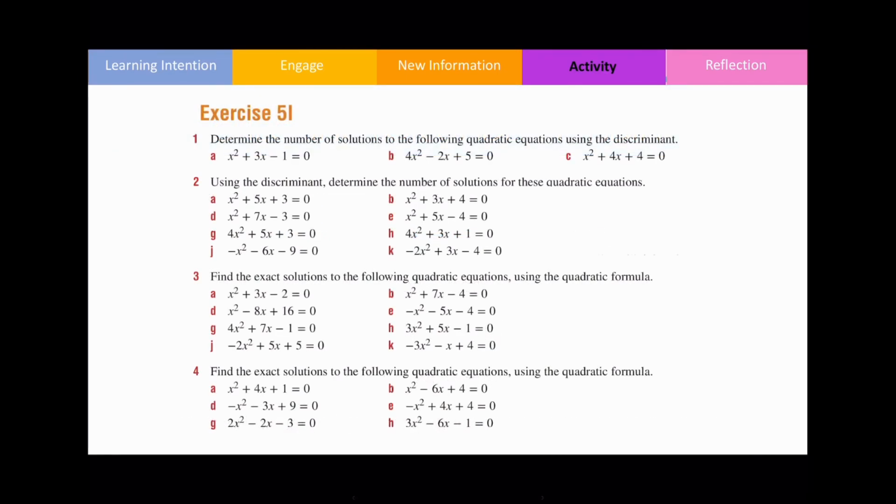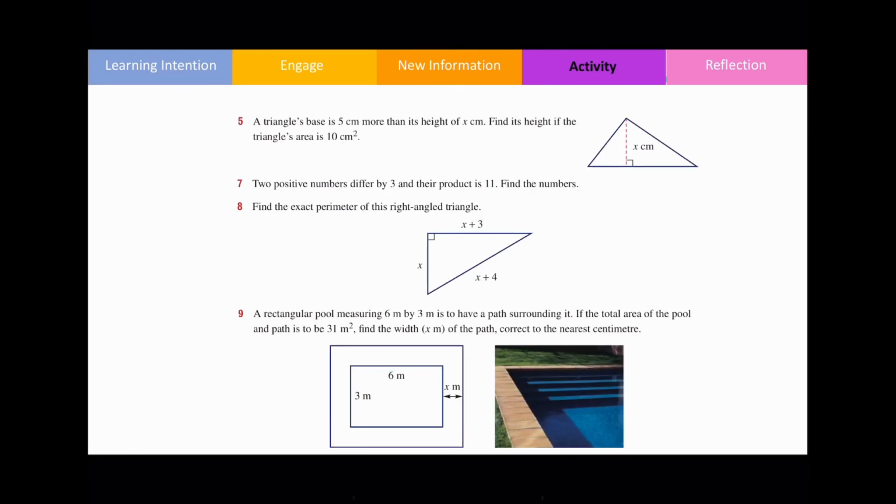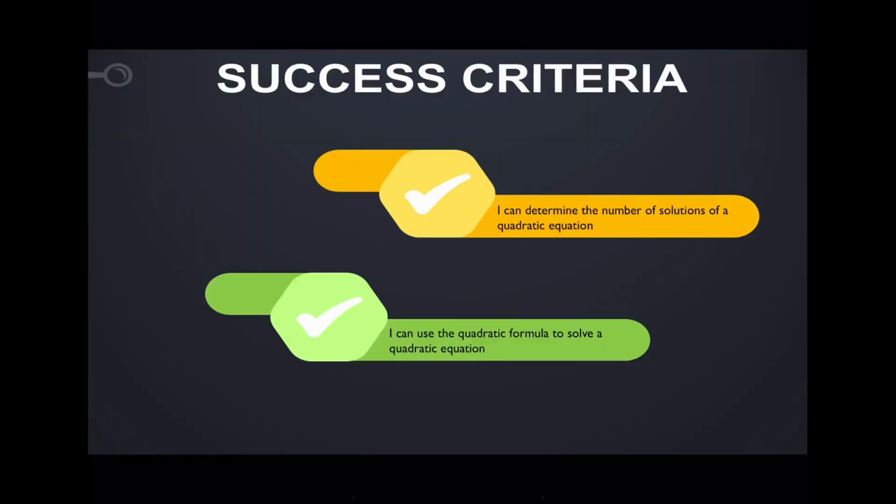Now, I strongly recommend you answer questions 1, 2, 3, as well as 4. These questions over here are the compulsory questions. And if you can, then these other questions over here are optional. So questions 5, 7, 8, and 9. I recommend you try to do at least one of the word problems over here, just so that you are more familiar with it, okay?